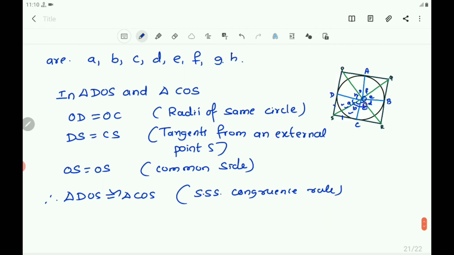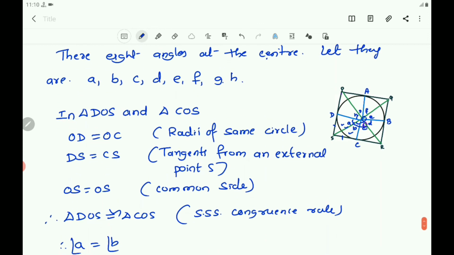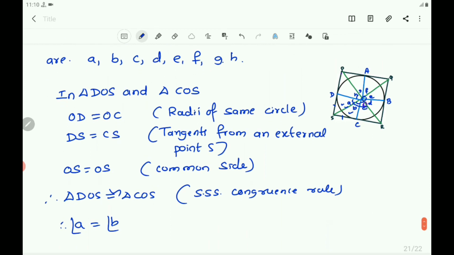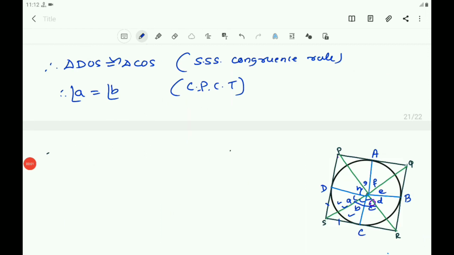And once you get that these two triangles are congruent, the corresponding parts are equal, so you can write angle A equals angle B. The reason you can give is CPCT. Then you take the next two triangles, triangle BOR and triangle COR. They are also congruent, and the remaining pairs of triangles are also congruent. Therefore, you can write similarly.